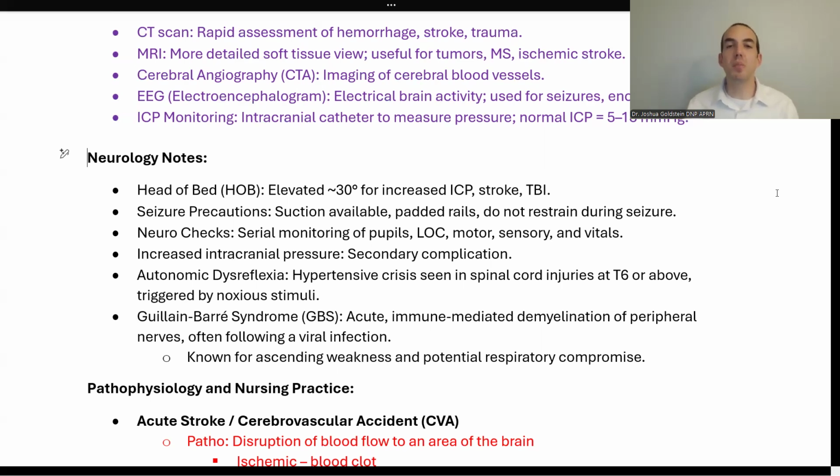It's where a patient who has a spinal cord injury, usually T6 and above, suddenly becomes hypertensive, like extremely hypertensive, 160, 170, 180, 200 and plus. When a patient has autonomic dysreflexia, it's stimulated by something that's bothering the patient, some annoying stimuli.